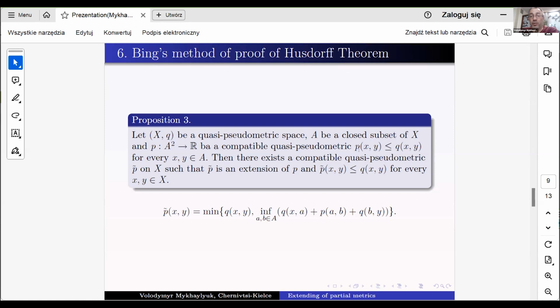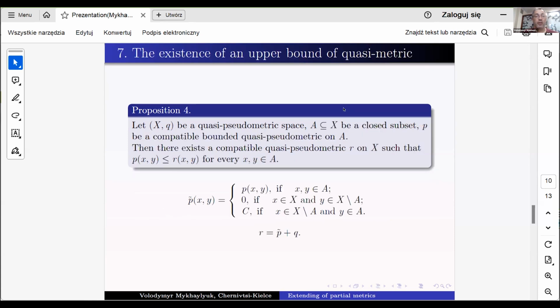The construction of this extension we can write in such a formula, and this means that the problem of extension we can reduce to the existence of such a quasi-pseudometric Q such that P is less or equal to Q.